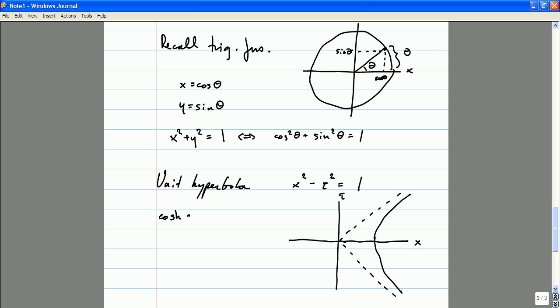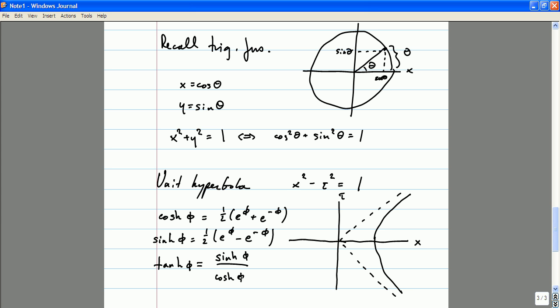Let me define the hyperbolic cosine of phi, otherwise known as cosh phi, as 1/2 (e to the phi plus e to the minus phi). The hyperbolic sine, or sinh phi, is 1/2 the difference between e to the phi and e to the minus phi. And just as the tangent is sine over cosine, the hyperbolic tangent, tanh phi, is sinh phi over cosh phi.